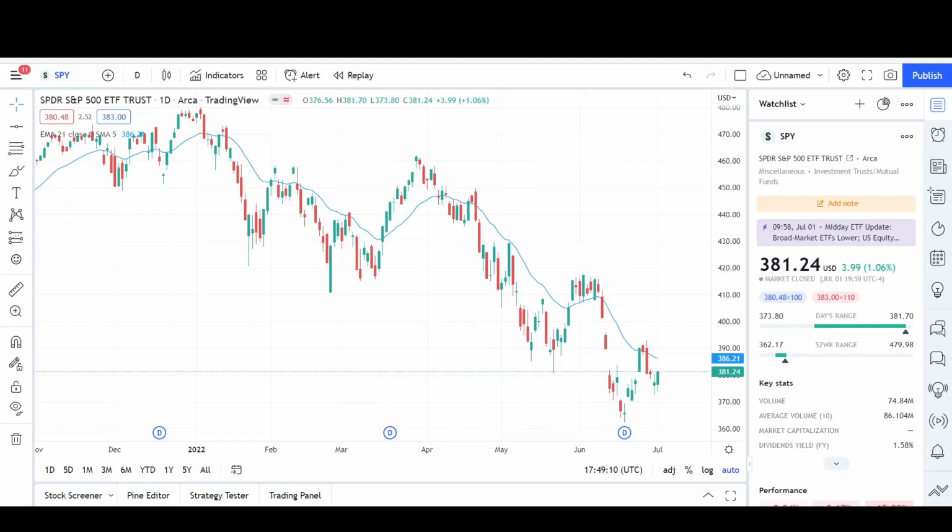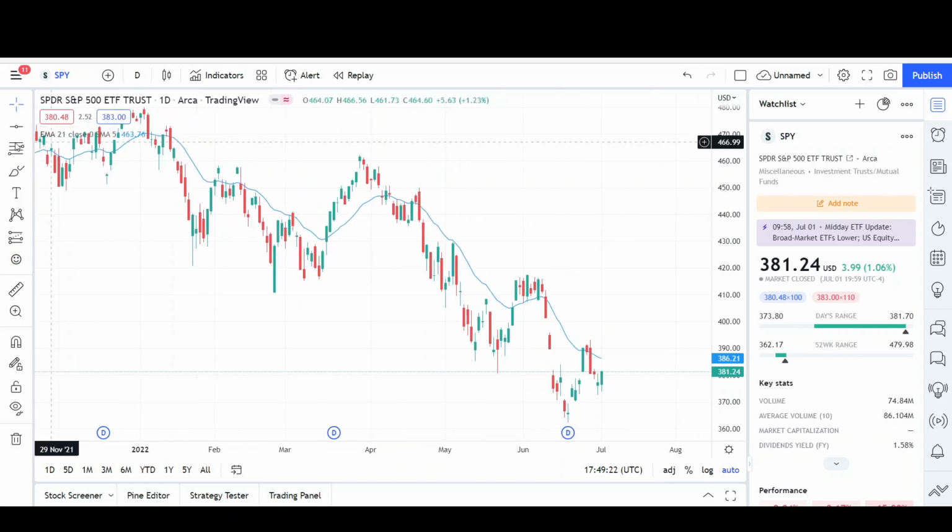I will first go over what I see in the daily chart and finish the video off with the weekly and monthly chart. So here we have the daily chart for the SPY.